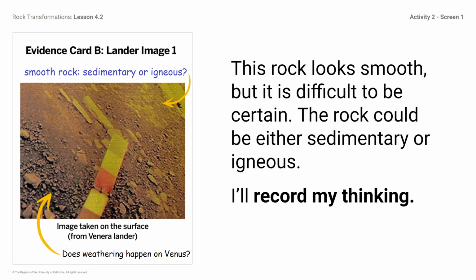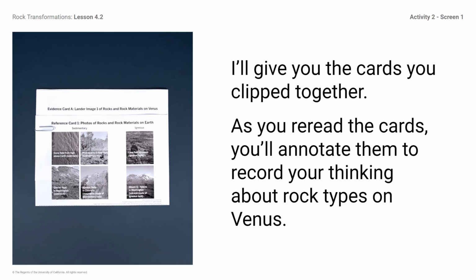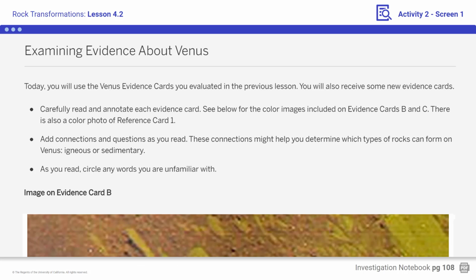This rock looks smooth, but it is difficult to be certain. The rock could be either sedimentary or igneous. I'll record my thinking. I'll give you the cards you clip together. As you reread the cards, you'll annotate them to record your thinking about rock types on Venus. Read and annotate the cards.